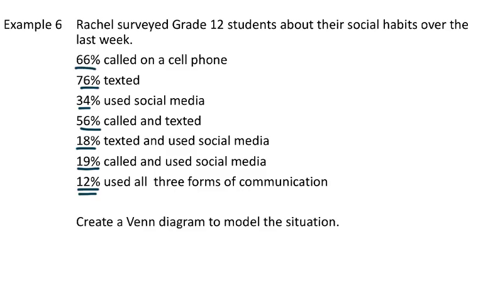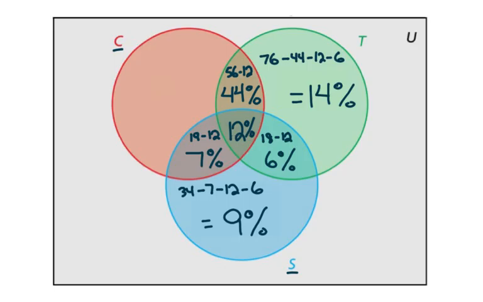Lastly, we have 66% called. That's the red bubble here. As with the others, take the 66, subtract off the individuals there, which would be 3%.